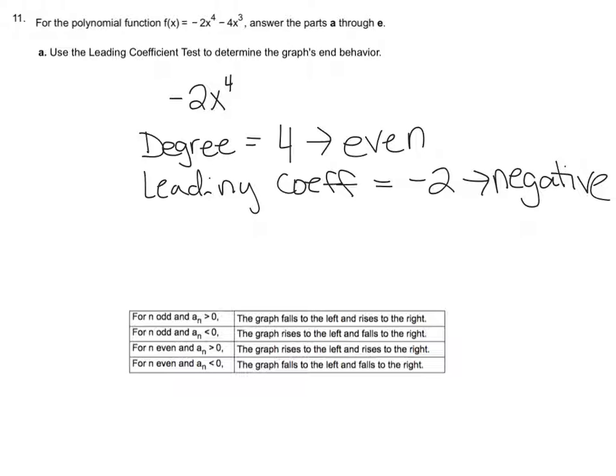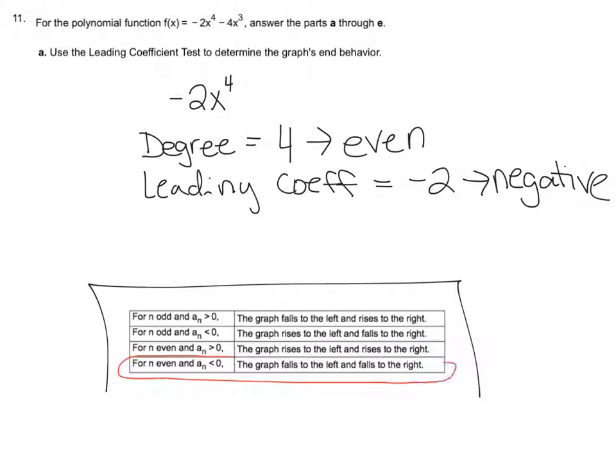Now we're going to look at our chart below to see which outcome fits our problem. And we'll see that for n is even and the leading coefficient less than 0, the graph falls to the left and falls to the right. So that means that our tails will look something like this.